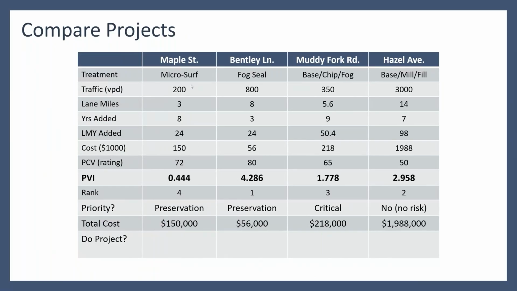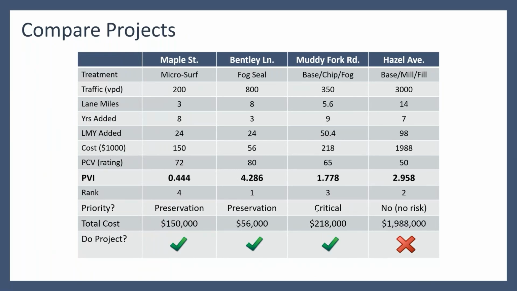Now, what type of priority? Well, Maple Street and Bentley Lane really fall into the preservation category. Muddy Fork is in the critical category, which means we're about to hit that inflection point, or maybe have just hit the inflection point in the condition. That means there's a lot of risk. So thinking risk, Muddy Fork Road is the one that absolutely should be done.